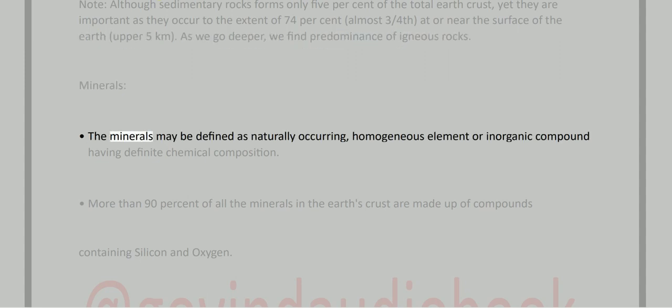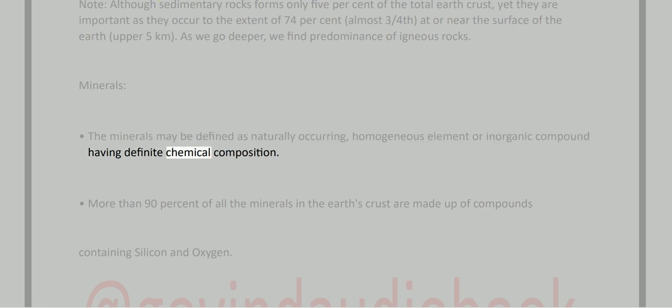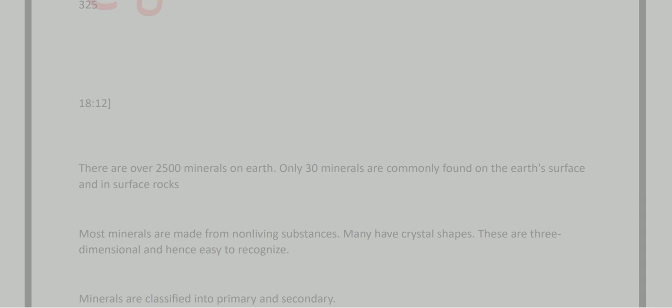Minerals. A mineral may be defined as a naturally occurring, homogeneous element or inorganic compound having definite chemical composition. More than 90% of all the minerals in the Earth's crust are made up of compounds containing silicon and oxygen. There are over 2,500 minerals on Earth. Only 30 minerals are commonly found on the Earth's surface, and in surface rocks most minerals are made from non-living substances. Many have crystal shapes. These are three-dimensional and hence easy to recognize.